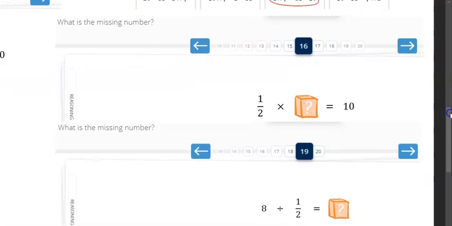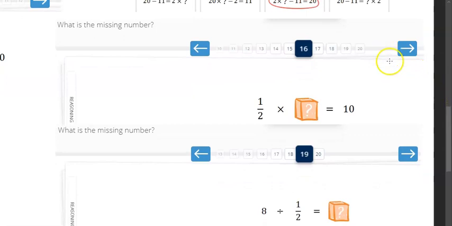2 more examples here. What is the missing number? Now, here we have a fraction times a certain number is equal to 10. And this can get a bit tricky because multiplication of fractions can be quite daunting and quite confusing. But I will give you a little tip.